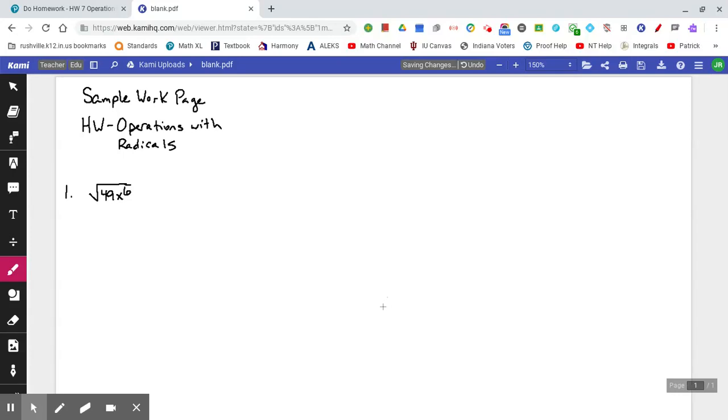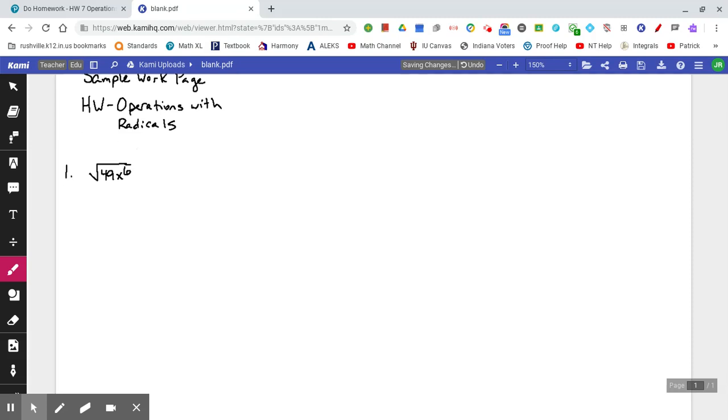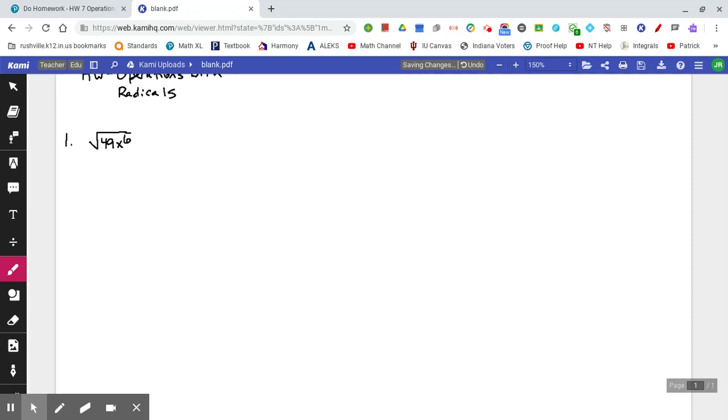Hello again, students. This video is to help you with the homework over operations with radicals. So we have radicals and we're going to add, subtract, multiply and divide with those radicals. But before we get to those operations, let's make sure that we are comfortable with breaking down radicals, whether those are square roots, cubed roots, fourth roots, or whatever.